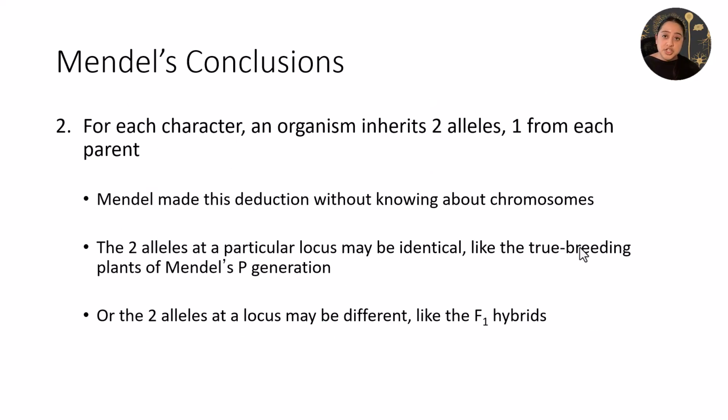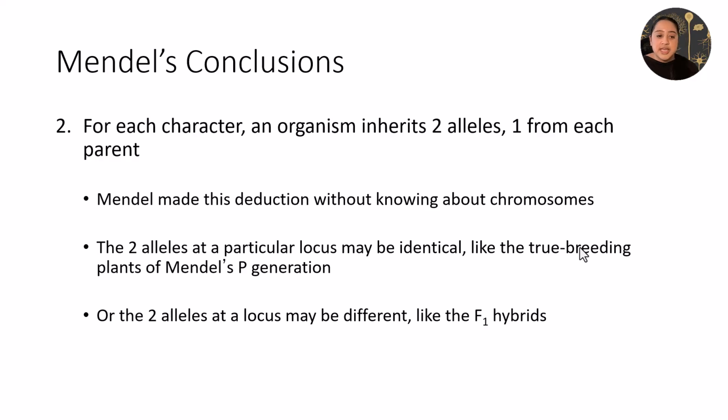So conclusion 2: for each character, like flower color, an organism inherits 2 alleles, one from each parent. Now we know that because we know meiosis and fertilization and how that gets passed on. It's just super interesting. He was able to make this deduction without even knowing about chromosomes. He was just like, okay, something gets passed on and you must get one from each parent, and that results in 2 alleles.